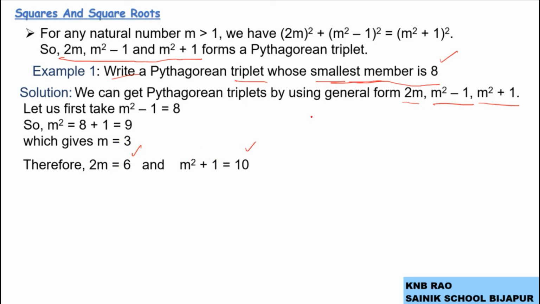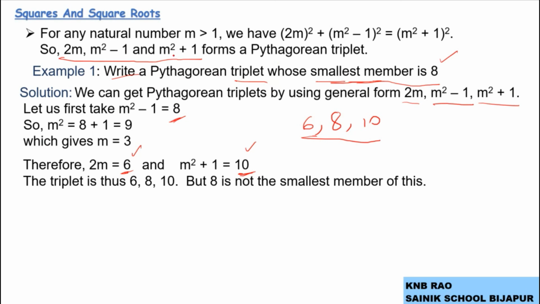Therefore, which are the Pythagorean triplets we have? 6, 8 and 10 being the Pythagorean triplets we are getting. But is 8 the smallest among them? No. So that means this is not what we are looking for. So we need some other. I said 8 is not the smallest member of them.